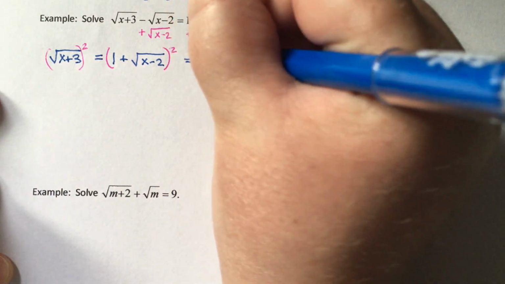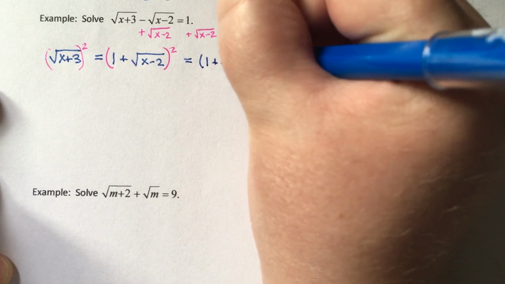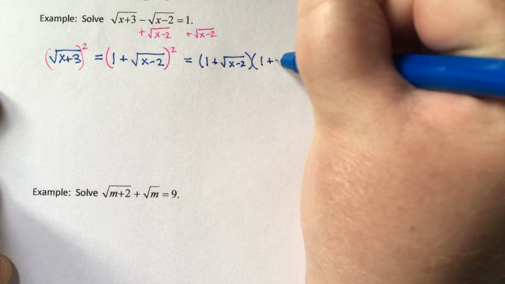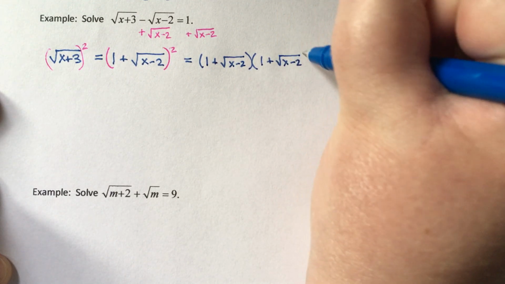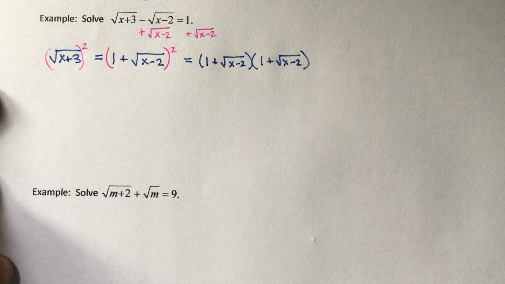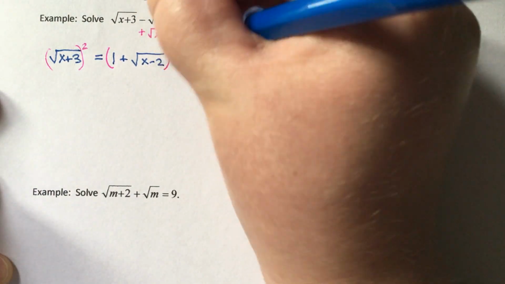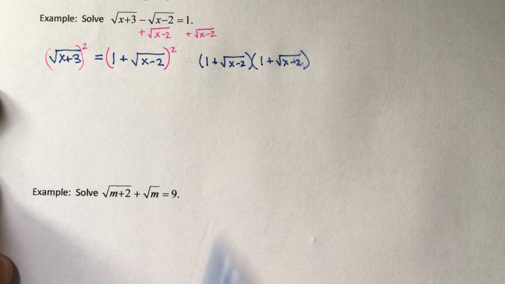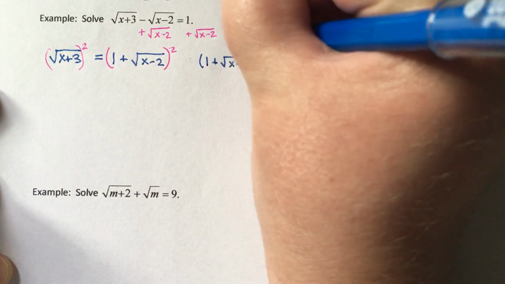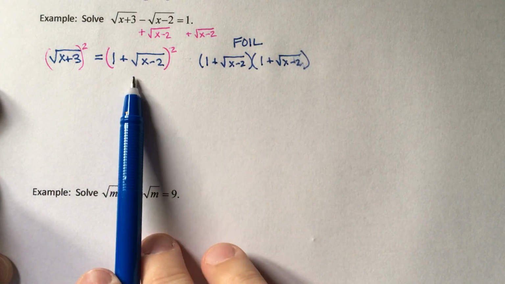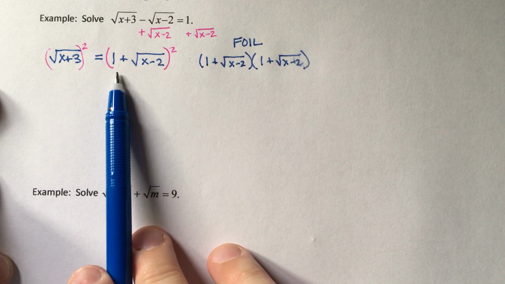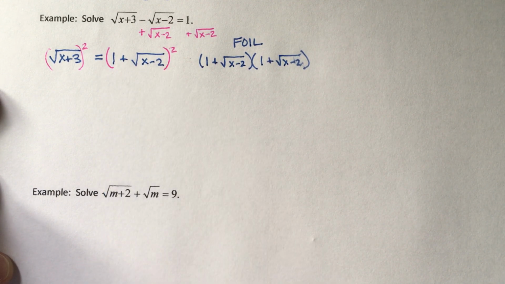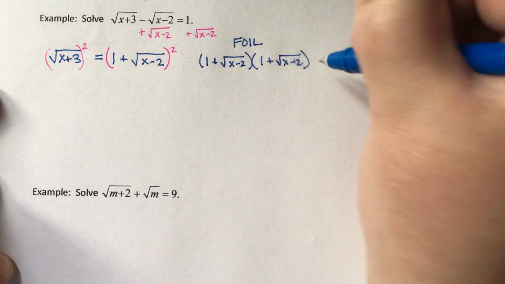So instead, what we have to do is write it as 1 plus the square root of x minus 2 times 1 plus the square root of x minus 2. That's really what squaring means. And I'm not going to write the left side, I still want there to be two sides of my equals here for the equation. But we need to use FOIL. That's how to square a binomial, meaning anything that has two terms when we're squaring it. So we actually have to write it out.